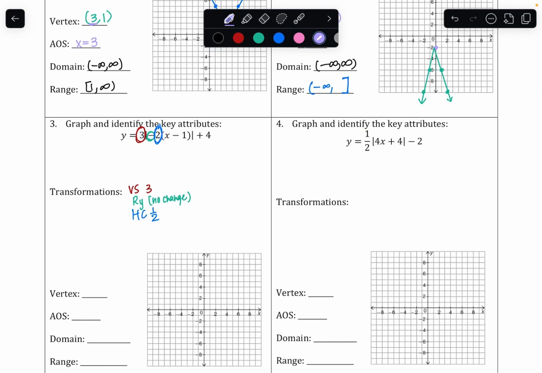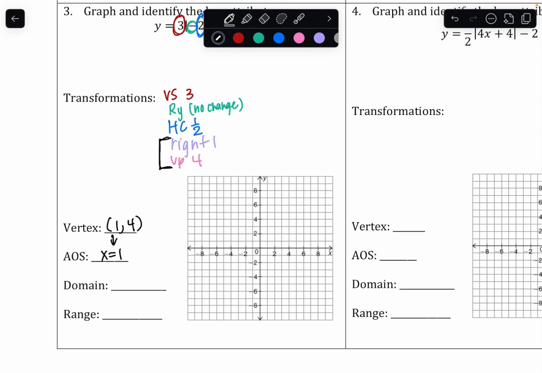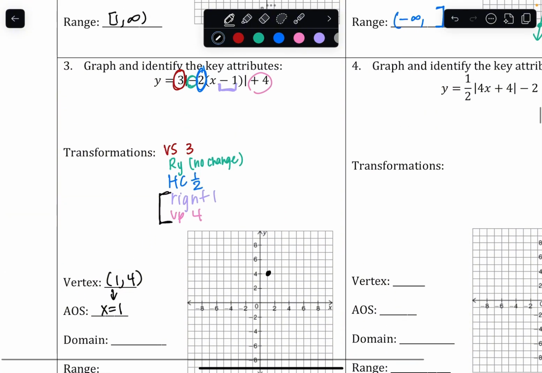And then we have a minus happening to x. That's going to be our right 1. And then lastly, +4 is going to move us up 4. And so the only ones that affect our vertex is the right 1 up 4. Vertex is right 1 up 4, which means my axis of symmetry is x equals 1. Right 1 up 4. There's the vertex. Because there's no negative outside, I know this is still opening up.